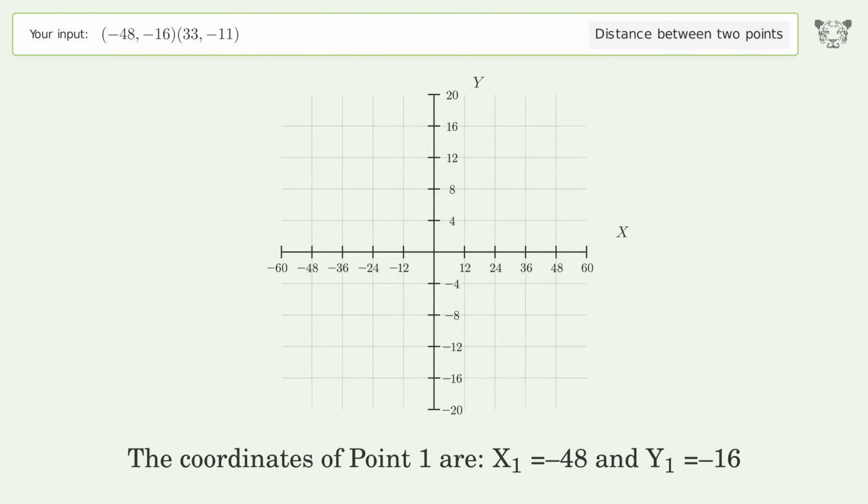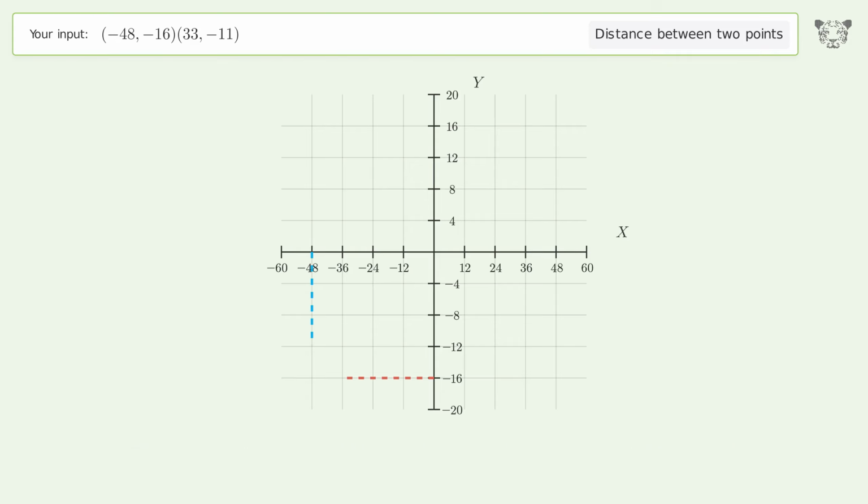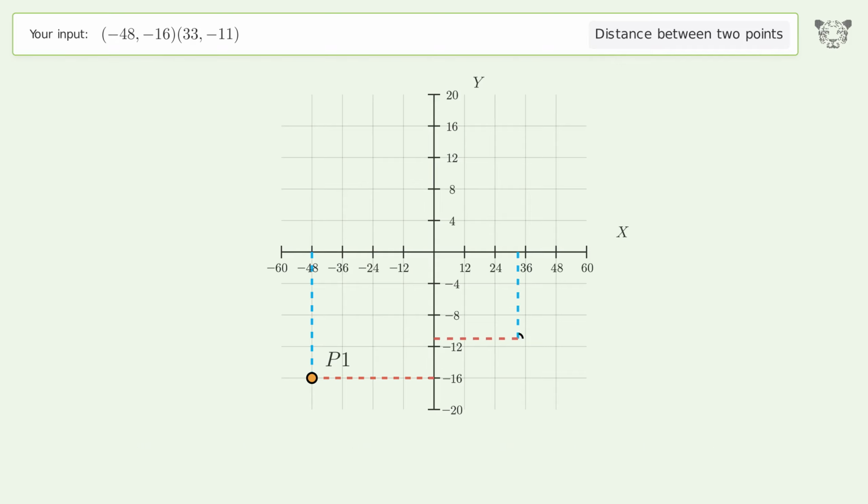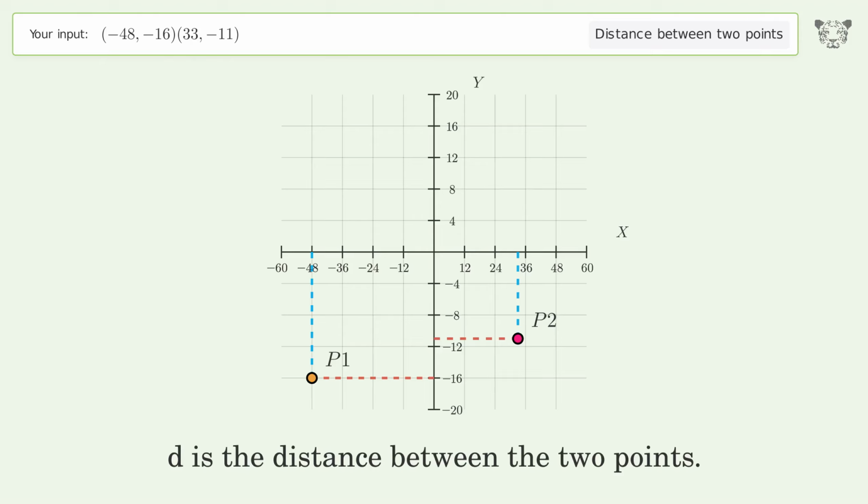The coordinates of point 1 are, x1 equals -48 and y1 equals -16. The coordinates of point 2 are, x2 equals 33 and y2 equals -11. D is the distance between the 2 points.